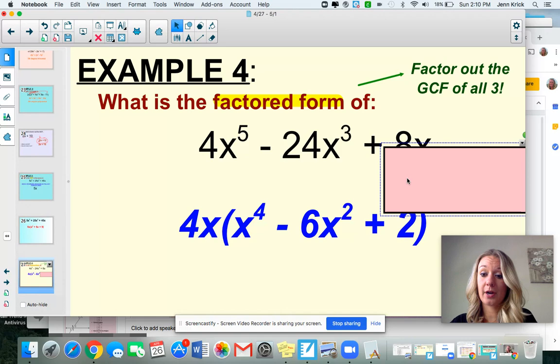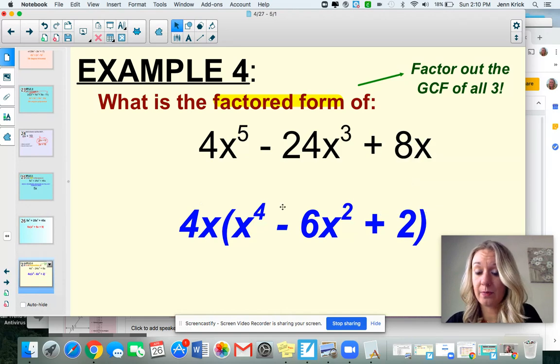Now to make sure, again, you can multiply this out to make sure that it equals your original expression. So you've got 4x times x to the fourth, that gives me 4x to the fifth. 4x times negative 6x squared gives me negative 24x to the third power. And then 4x times 2 gives me 8x. So not only did you identify the greatest common factor here, but you also consolidated it into its factored form, which is in blue.